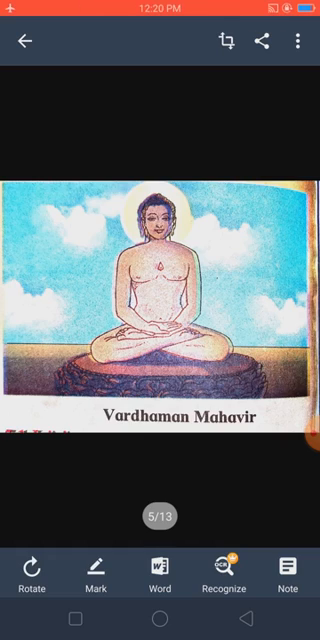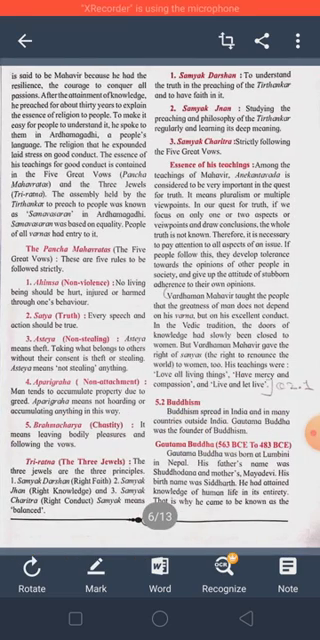Buddhism. Gautam Buddha. Next one is Buddhism.